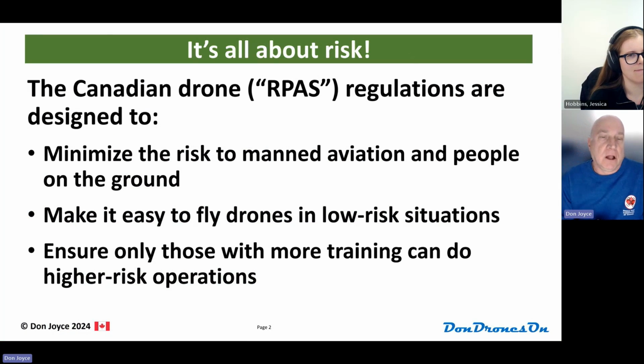So what are the drone regulations all about? You can get lost in the regulations, but the best way to think about it is that the regulations are set up to manage risk. There's three things: minimizing the risk to manned aviation and people on the ground. That's the main thing that the whole regulations are designed to do. But they're also designed to make it relatively easy to fly drones in what could be viewed as low-risk situations, so if you're well away from an airport, for example, but allow people who have more training and more experience to do higher risk operations, so in controlled airspace, closer to people, that kind of thing.